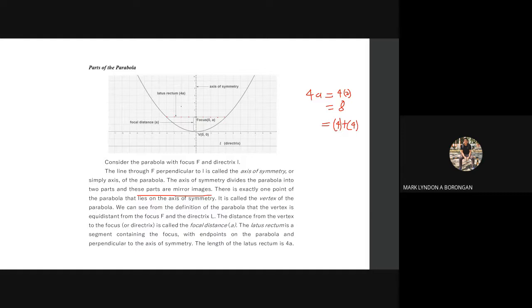So if we total them, 4 plus 4, they sum up to 8, right? So it checks out. The formula we used is correct, and also our focal distance, so 4 and 4. So that's it for the latus rectum. Okay?